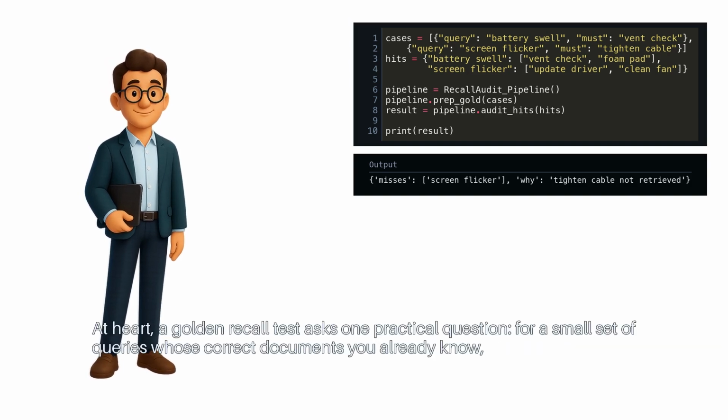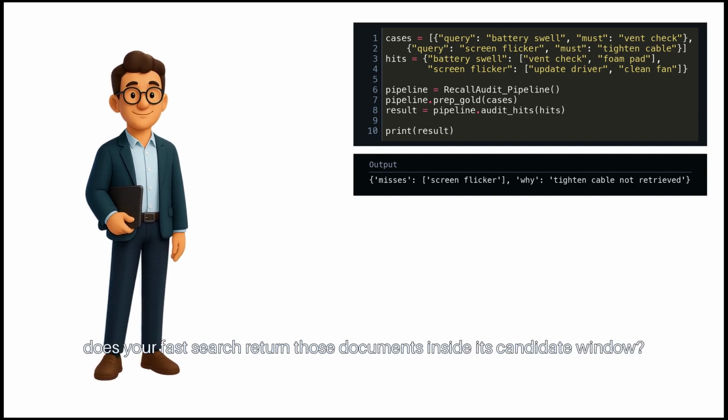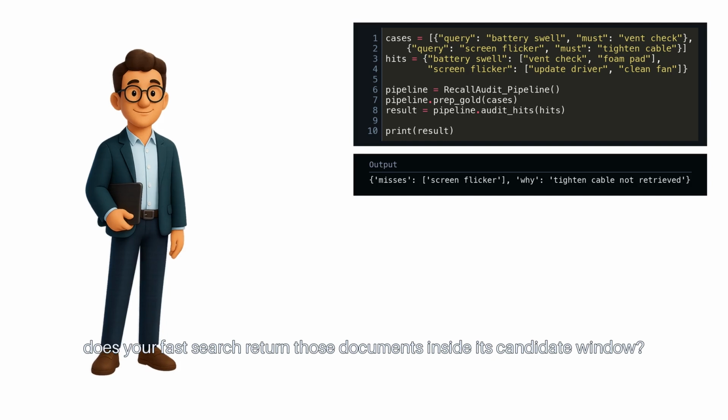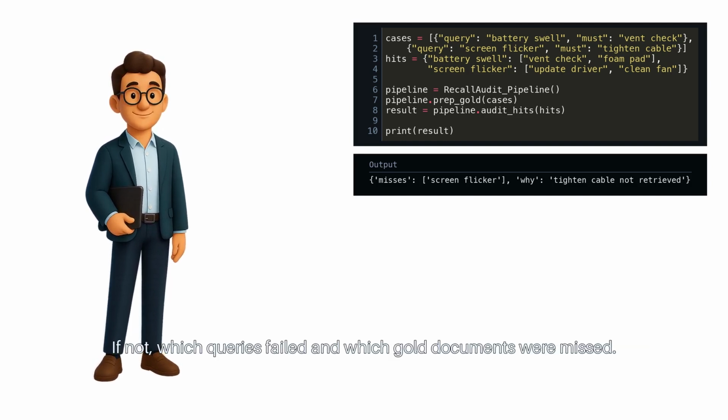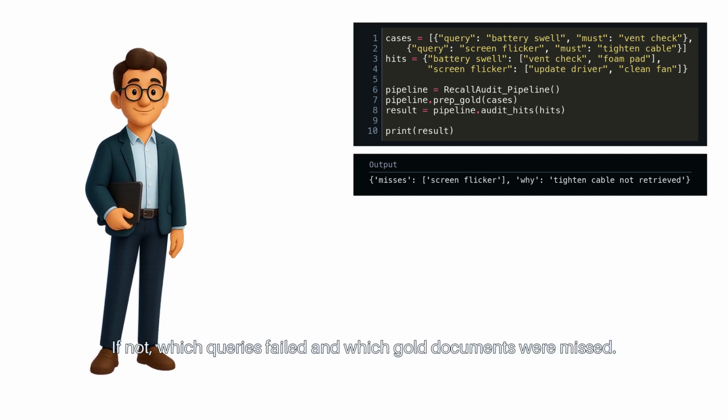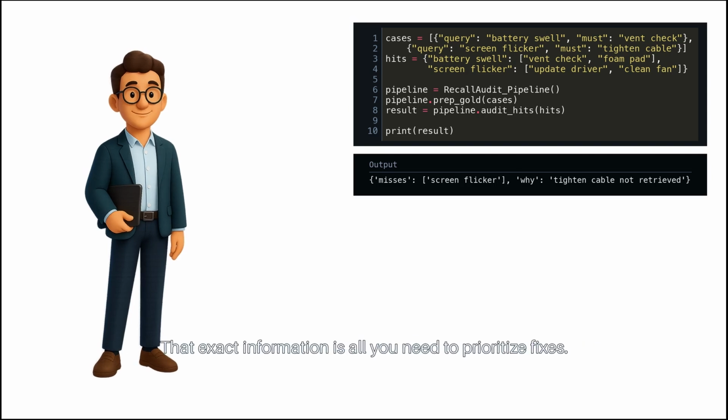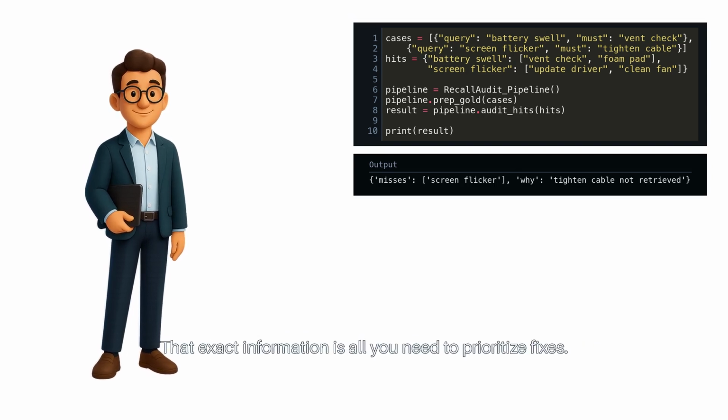At heart, a golden recall test asks one practical question. For a small set of queries whose correct documents you already know, does your fast search return those documents inside its candidate window? If not, which queries failed and which gold documents were missed? That exact information is all you need to prioritize fixes.